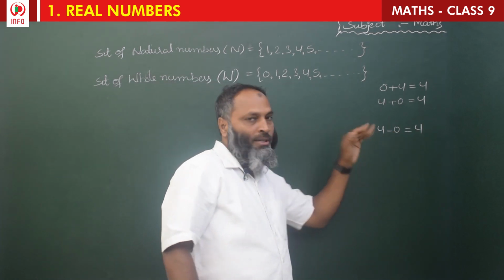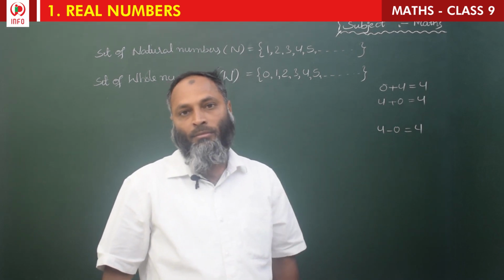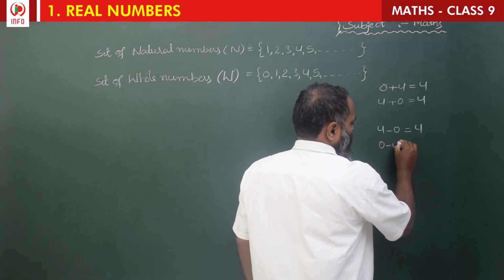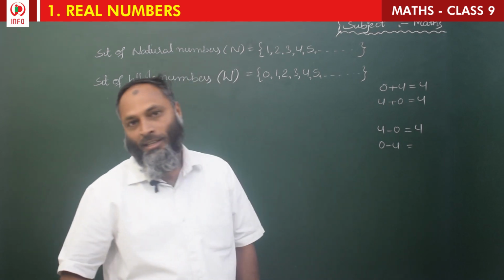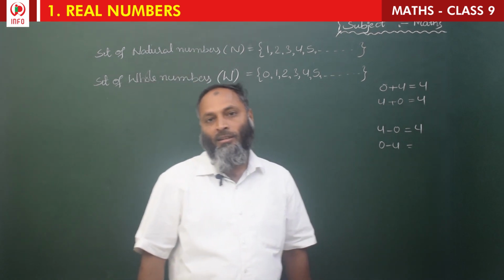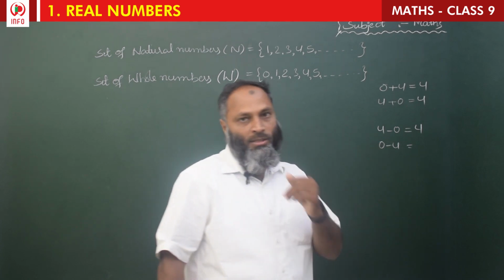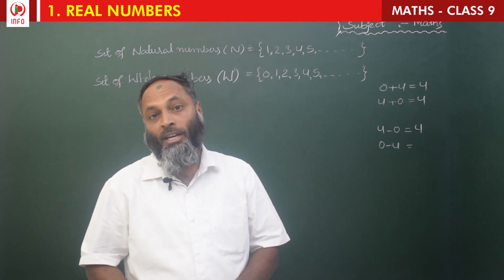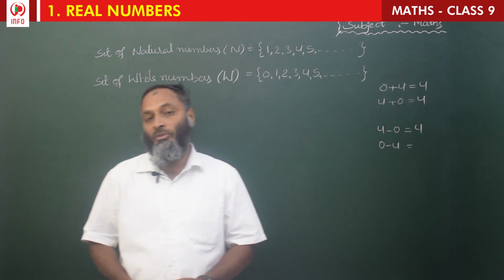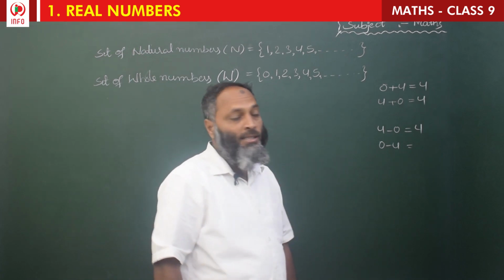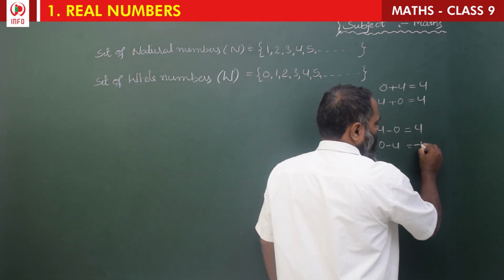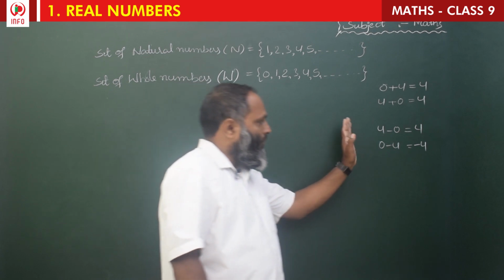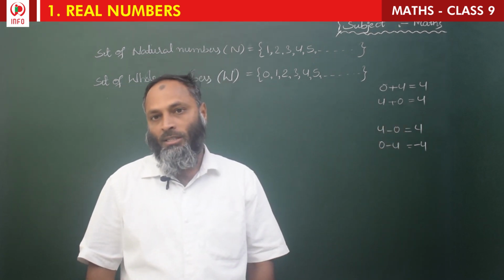If 0 is subtracted from any number, the answer is the number itself. Suppose 0 minus 4, what is the answer? Do not say 4, 4 is the wrong answer. 0 is the smallest number, and from a smaller number to a bigger number we cannot subtract, but we did integers addition and integers subtraction. So what is the answer? 0 minus 4 is minus 4. You will get minus 4 as the answer. Here if the order changes, the answer will change.